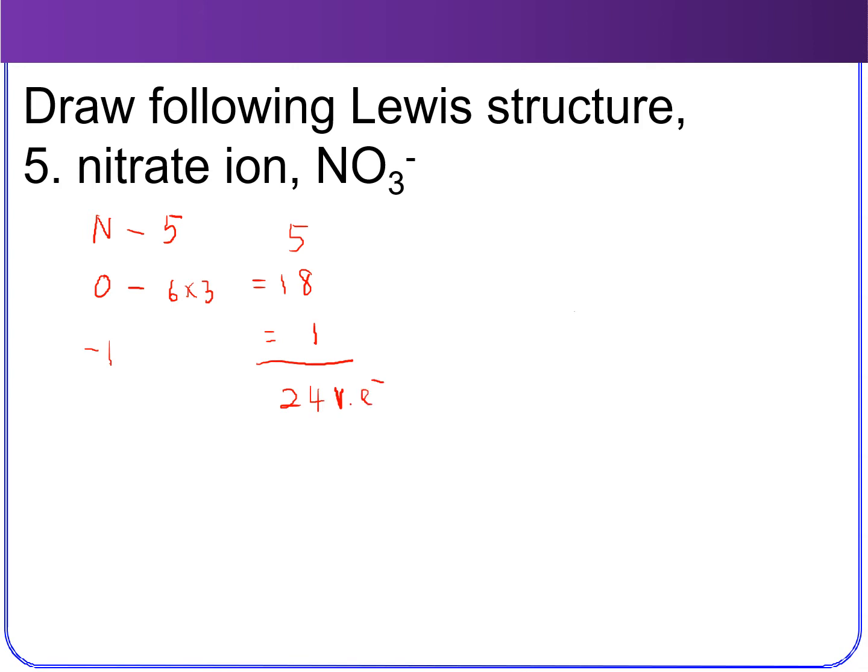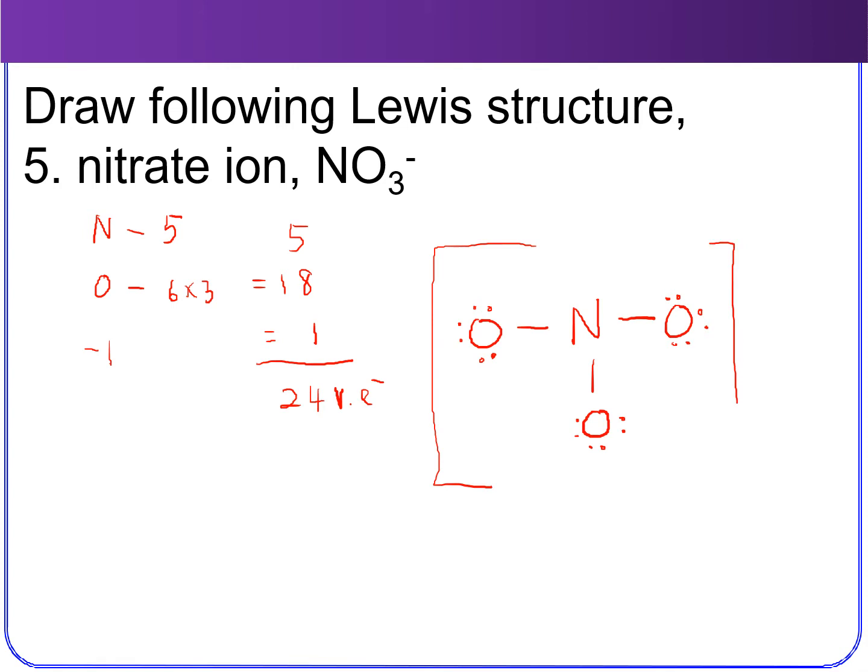In this case, nitrogen is the central atom, so it is bonded to 3 different oxygens. Now we are going to make sure each oxygen achieves octet. Since there are 3 terminal atoms and each terminal atom has 8 electrons, 3 times 8 equals 24. So minus 24 here, we have no extra electron.